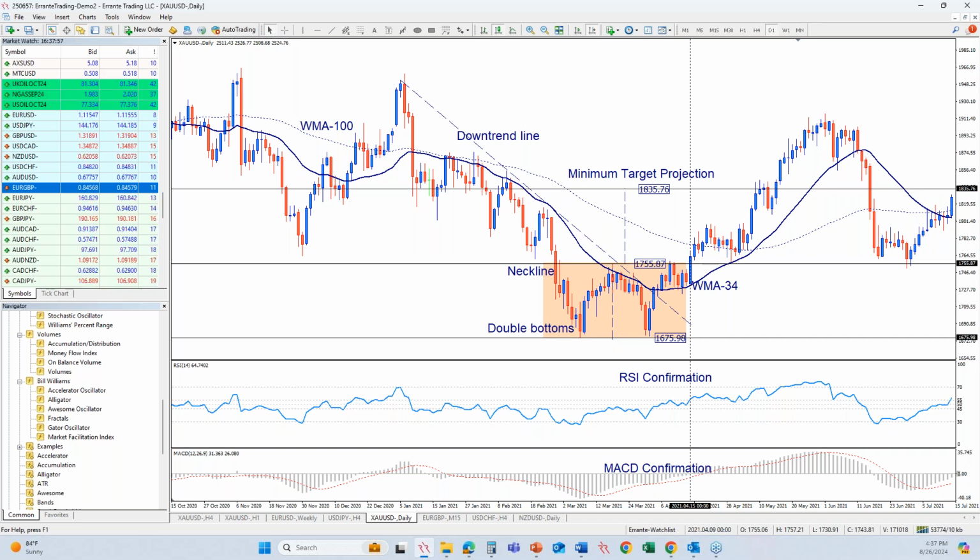The double bottom pattern is confirmed only when the price breaks above the neckline at 1755.87 as we have here. And this breakout is a critical signal indicating a potential reversal from a downtrend to an uptrend. So in the chart, we can see that the price breaks above the neckline with a strong bullish candle showing increased buying pressure and confirming the pattern's validity.